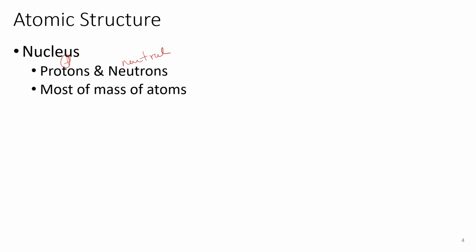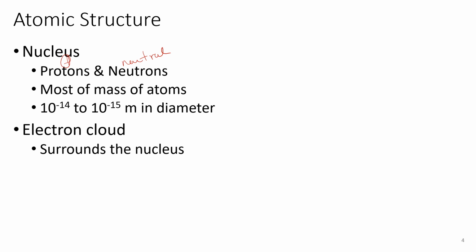The nucleus accounts for most of the mass of the atom. The protons and the neutrons both have a relative mass of 1, so this is the massive part of the atom. The nucleus is about 10 to the minus 14th meters in diameter. So it's a very small portion of the atom itself. So it's also a very dense portion of the atom.